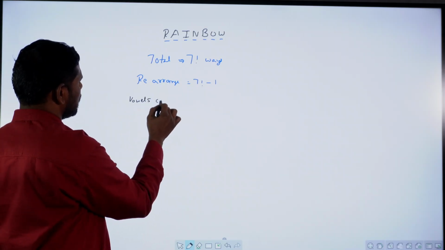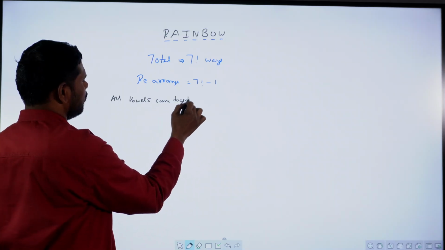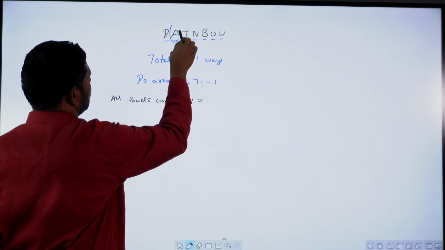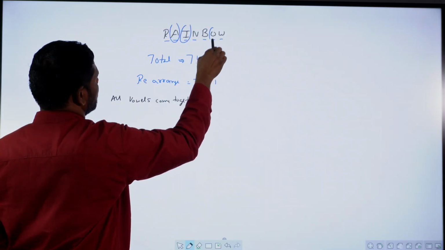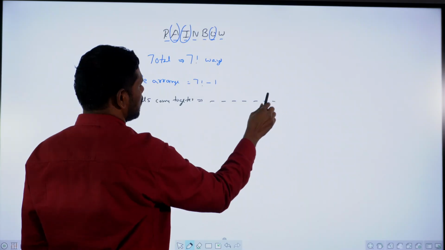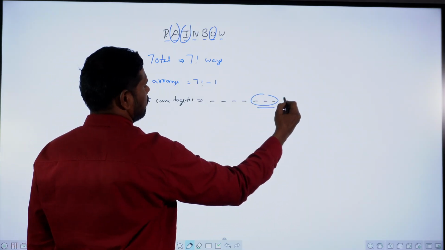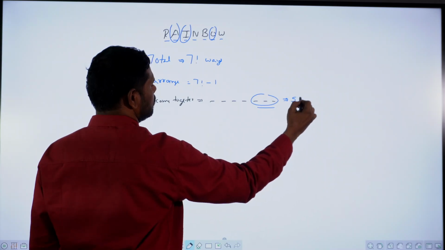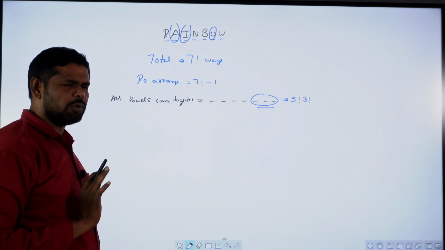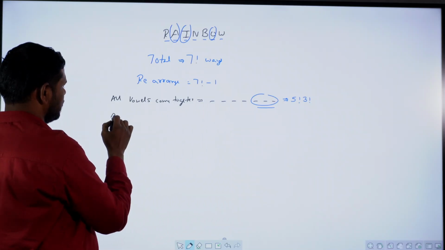Now, all vowels come together. Give answers. How many vowels are there? A is one vowel, I is also one vowel, O is also one vowel. Three vowels are there. 1, 2, 3, 4, 5, 6, 7. Out of 7, 3 vowels come together means 4 plus 1, so 5 factorial, into the 3 vowels arranged among themselves in 3 factorial. It's very simple. Just observe: all vowels come together in 5 factorial into 3 factorial.